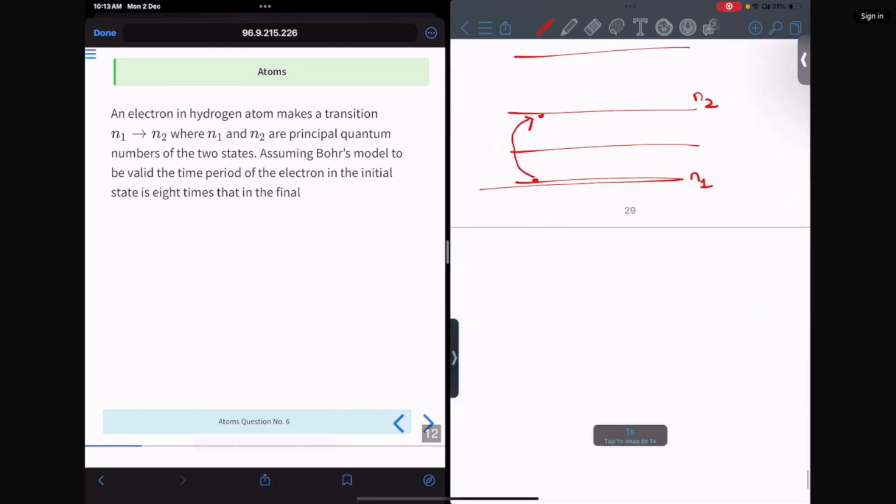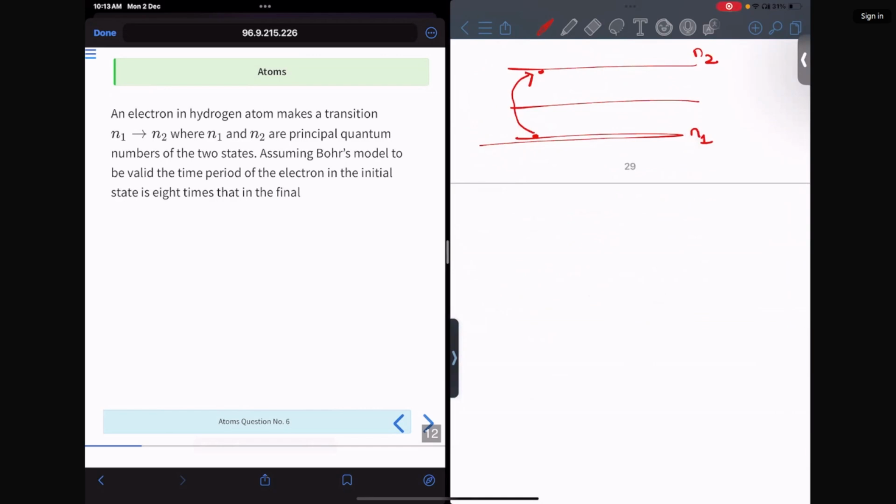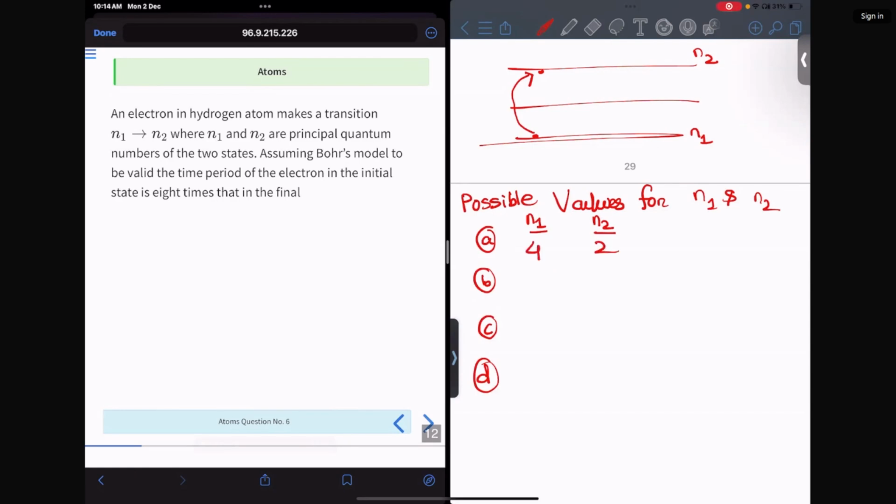I have the question, so I'll write the options for you. They're asking what the possible values of n1 and n2 are. Option A, option B, option C, option D. Which one of the following is correct? We have to choose.